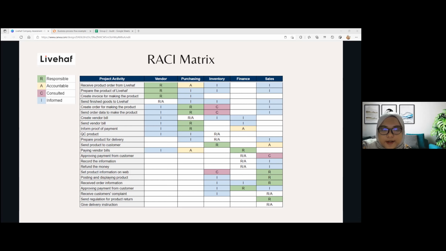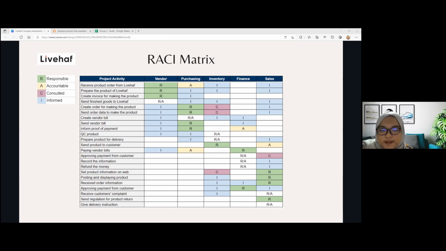Next is prepare the product of Livehaf, and the vendor will be responsible for this activity, and purchasing, inventory, and sales will be informed. Fourth is create invoice for making the product. The vendor will be responsible for this activity, and purchasing will be informed.